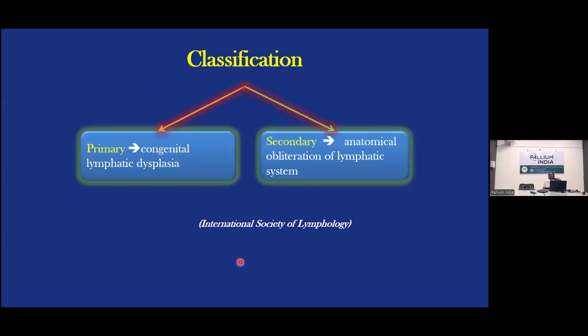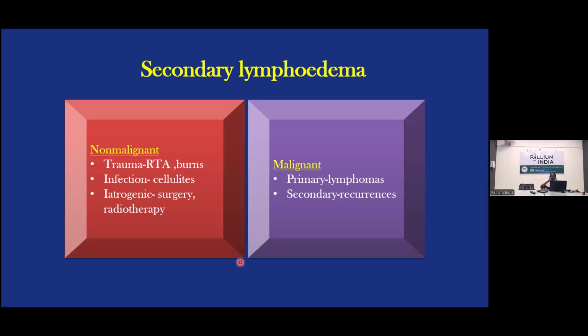Coming to the classification, there are two major classifications, primary and secondary. Primary is congenital lymphatic dysplasia, due to congenital abnormalities. From birth itself, there is a malformation. So that is primary. The secondary is again divided into two: anatomical obliteration of the lymphatic system. Okay, clear? The secondary part is again divided into non-malignant and malignant.